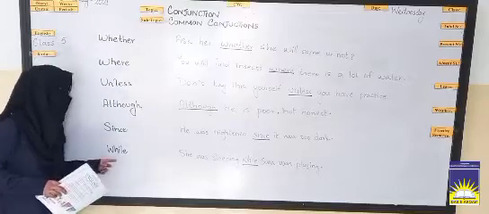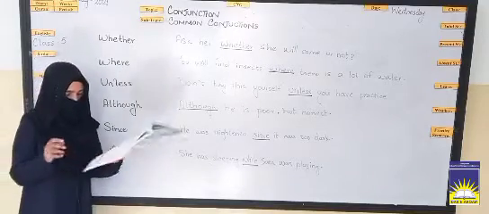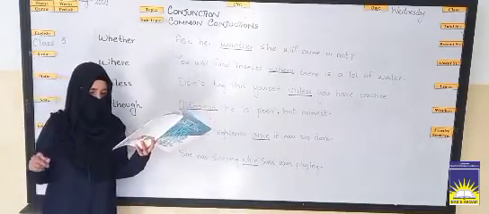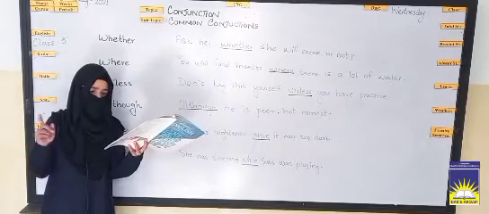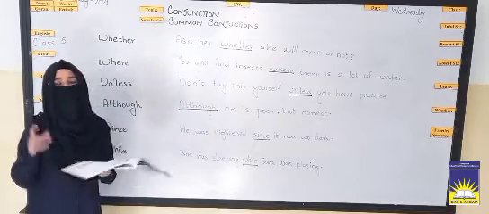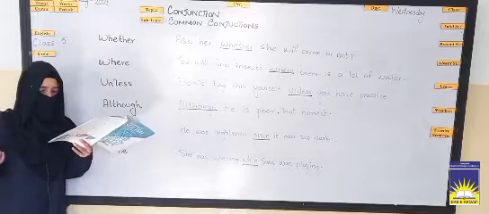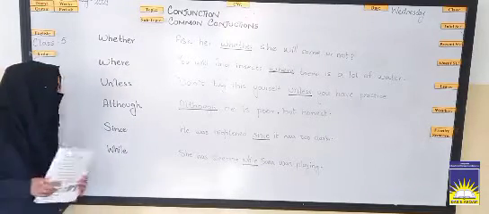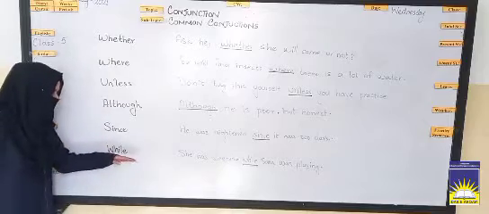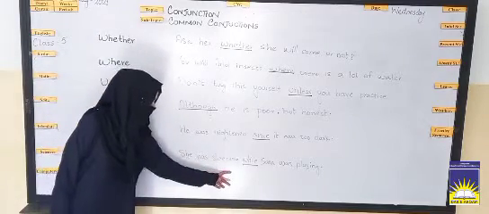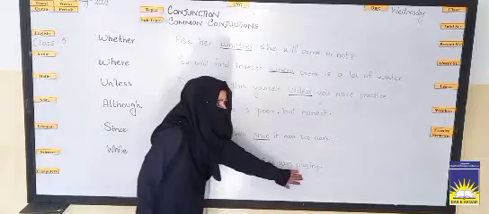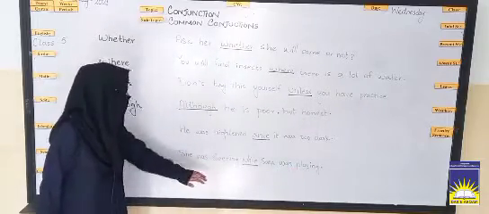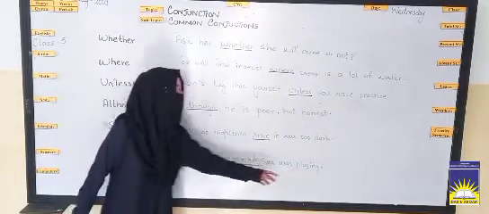Now last one is while. It shows something which happens at the same time as something else. ये कब यूज़ होता है? जब हमारे पास सेम टाइम में एक से ज़्यादा फंक्शन होता है. ठीक है, you will understand it by this example. She was sleeping while Sarah was playing. Now you can see that two actions are there, sleeping and playing.